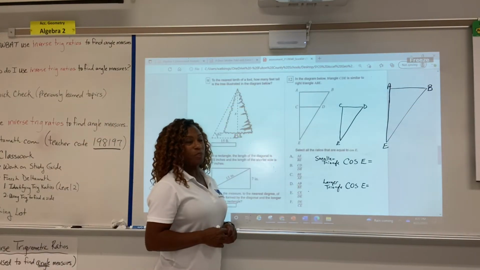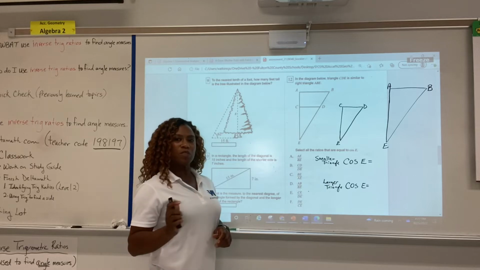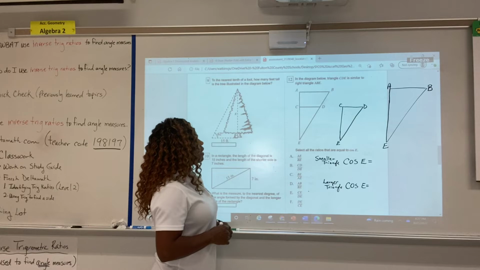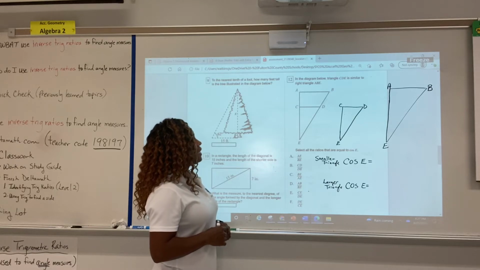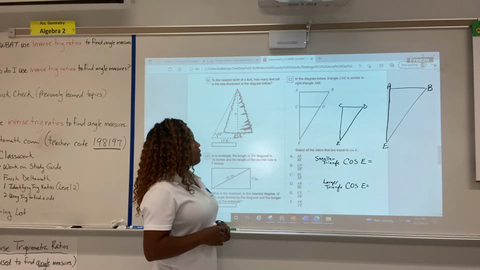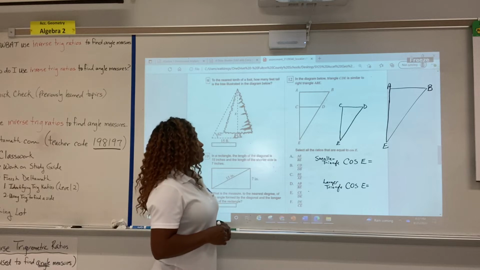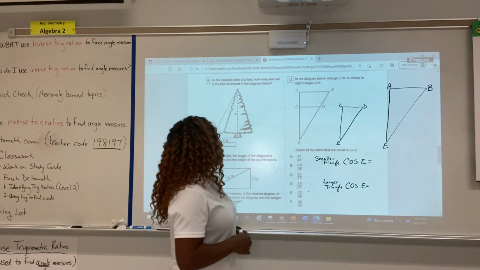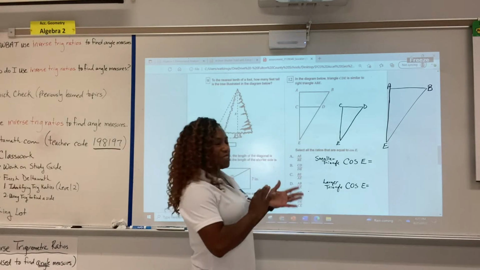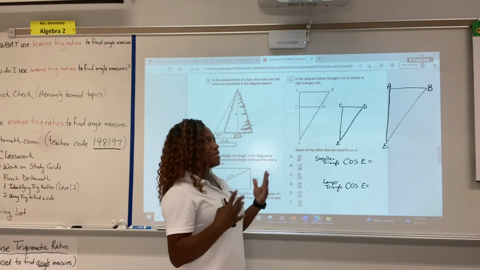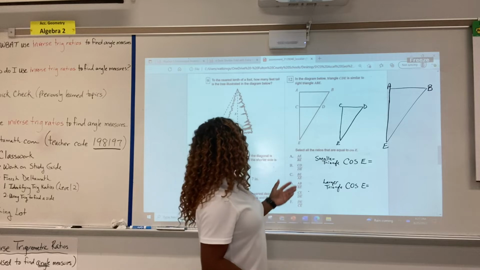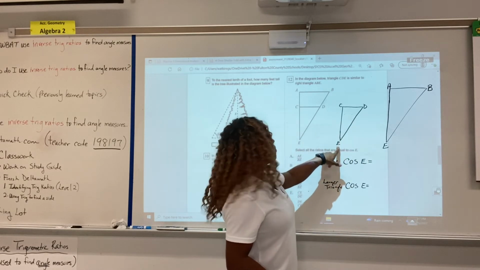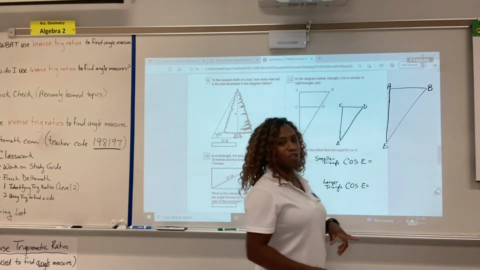Here's problem number 12. And this is similar to one of the problems that we had previously on this assignment. In the diagram below, triangle CDE is similar to right triangle ABE. We're asked to select all the ratios that are equal to cosine of angle E. So what I've already done is I've separated those two triangles so we can see them a little more clearly. So here is CDE, the smaller one, and then here's ABE, the larger one.